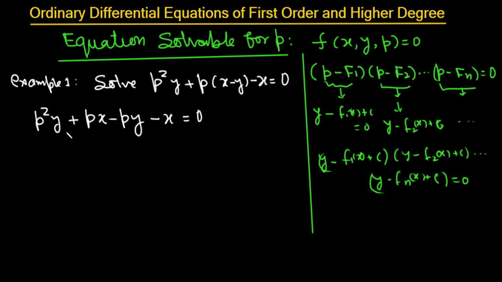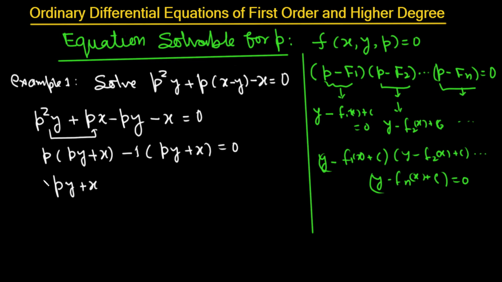Let us combine these two terms where p is common, so inside the bracket is py plus x. Let us take minus 1 common from the remaining terms, so this one is py plus x, and take out the common factor py plus x, so we have py plus x multiplied by p minus 1 equals 0. So we have factorized the given differential equation into linear factors of the variable p. Fine. So next, we find the solution of these individual factors.